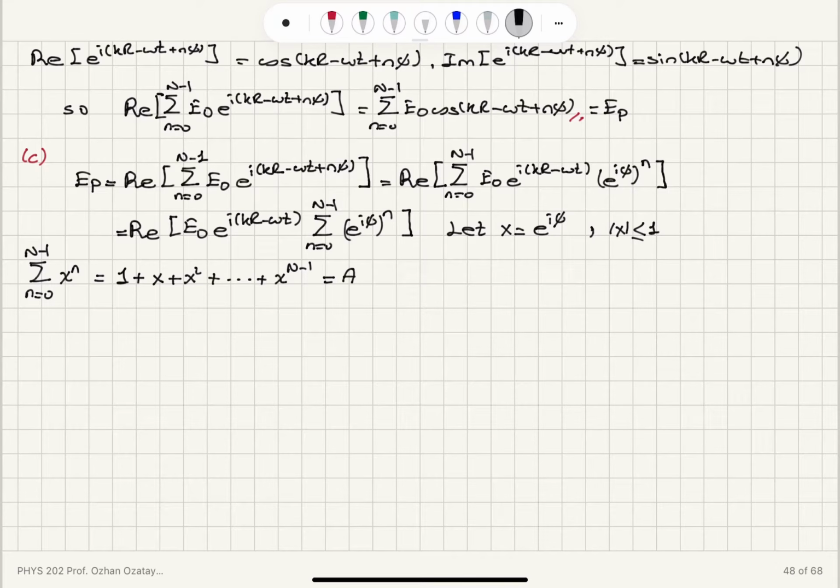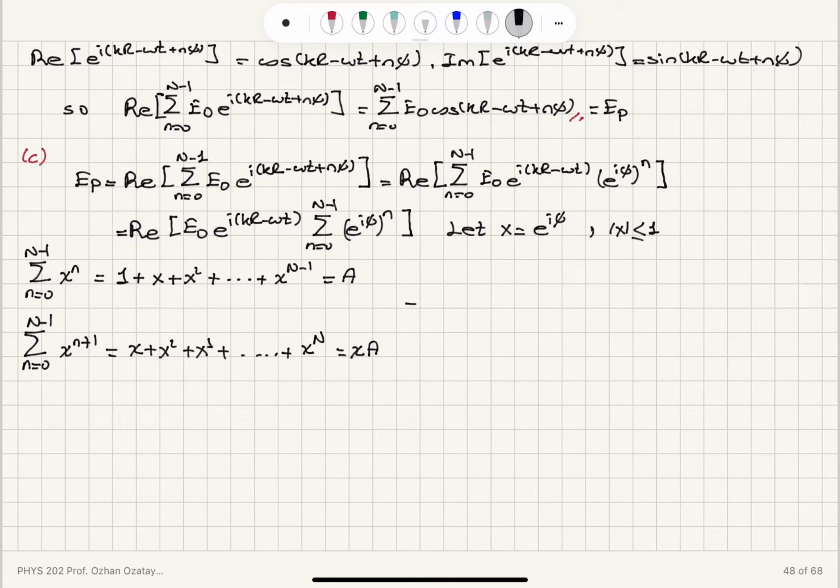And if I multiply a with x, I will obtain the following. Sum n equals 0 to capital N minus 1, x to the n plus 1. n equals 0 will give me x, x plus x squared plus x cubed, all the way up to x to the power capital N. Capital N minus 1 plus 1 gives me capital N. This is x times a.